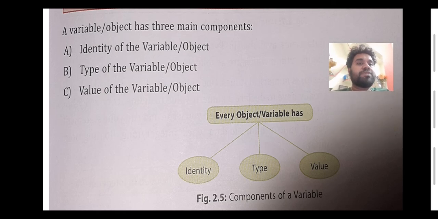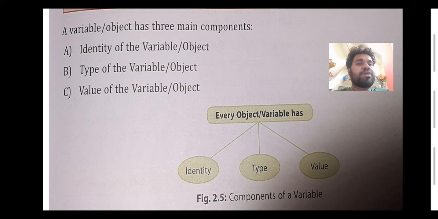Now class, variables are associated with three components. Number one is the identity of the variable, number two is the type of the variable, and number three is the value of the variable. Now talking about the identity. Identity means where it exists in computer memory and with which name. For example, if you write x is equals to 12, the computer will not take it as x, it will give some space in the computer's memory, and that space has some number. So that is the identity.